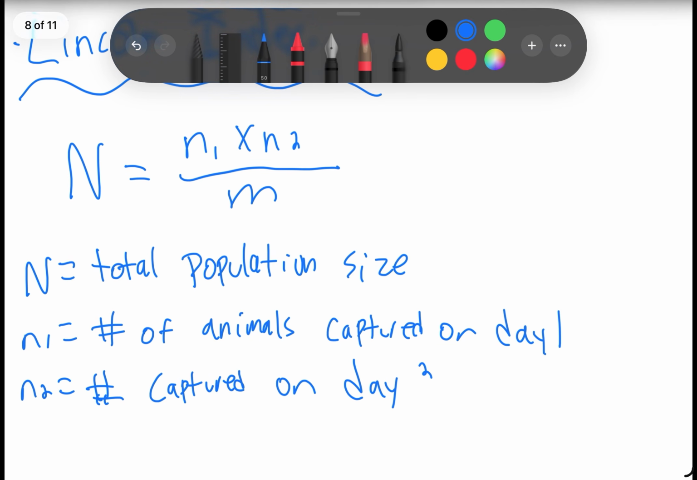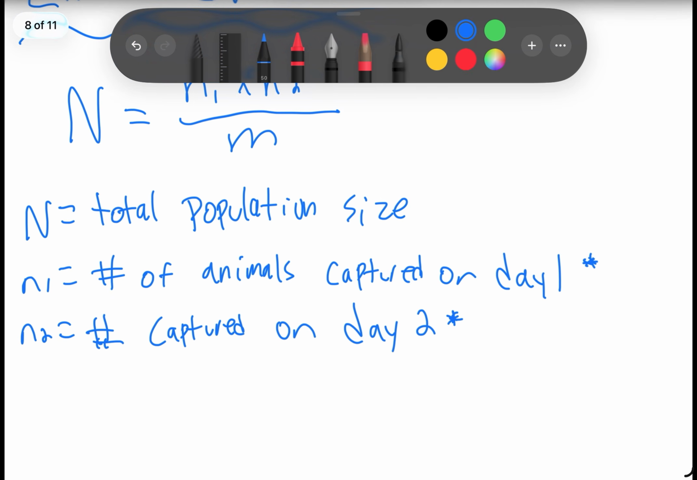Now, this is only sometimes. It may just tell you a different number. So here, I'll just asterisk those. It could just tell you that N1 is this and N2 is this value. And M is the number of marked animals.